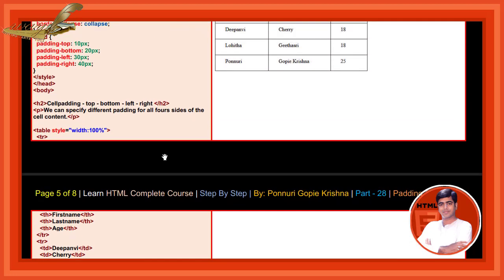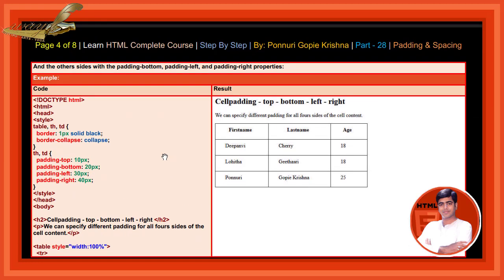the result returns this. See here, padding top, bottom, left, right. We can specify different padding for all 4 sides of the cell content.